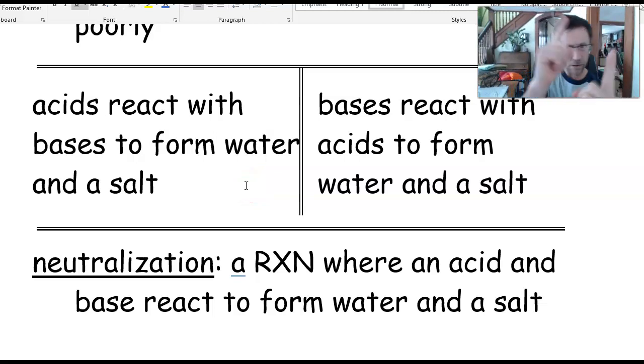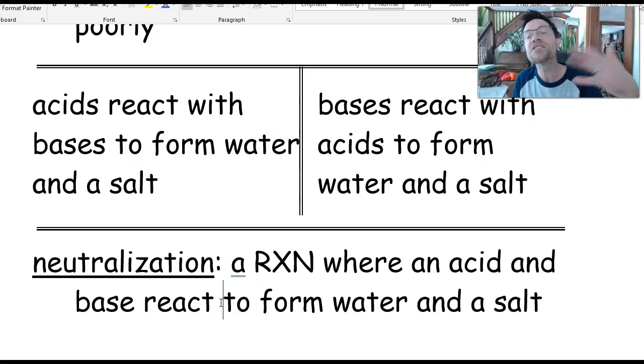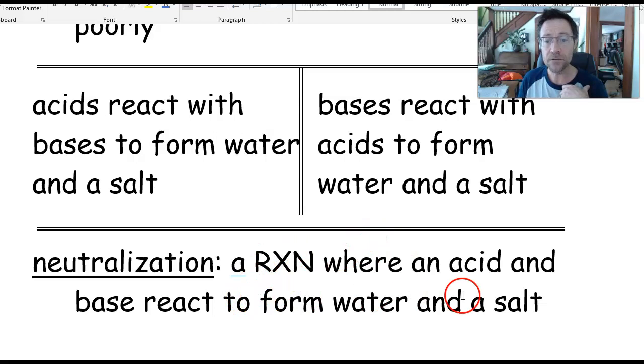Remember, up above, we had hydrochloric acid and sodium hydroxide. When they mixed together, was there any acid left? No. Was there any base left? No. It was neutral. Neutral means no acid, no base. They're gone. So that's what we call neutralization. It's a reaction where the acid and the base react, ideally completely, though sometimes it doesn't go to completion. But for us, it's going to be to completion, where an acid and base react to form water and salt.